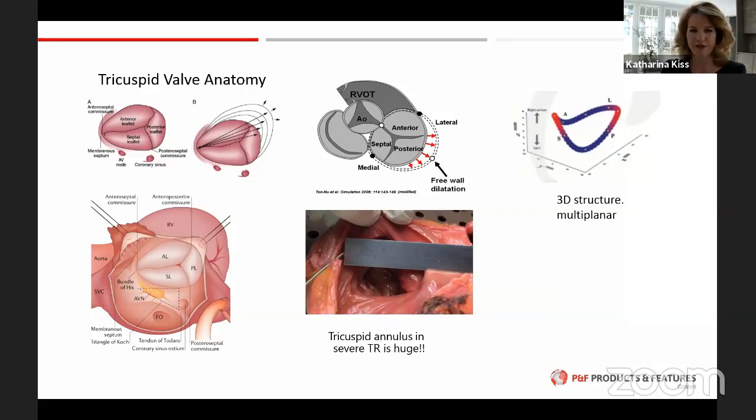So if we look at tricuspid valve anatomy, we are aware that this is a multiplanar happening. It's a 3D structure. It's much more difficult to address than any other valve in the heart. And if we talk about tricuspid regurgitation, we have to keep in mind that it's mainly a dilatation of the annulus towards the free wall. And we know that the annulus in severe tricuspid regurgitation tends to become huge. And we also have to keep in mind that there are a lot of important structures in the close proximity, which we have to take into consideration when choosing a device for minimal invasive treatment.